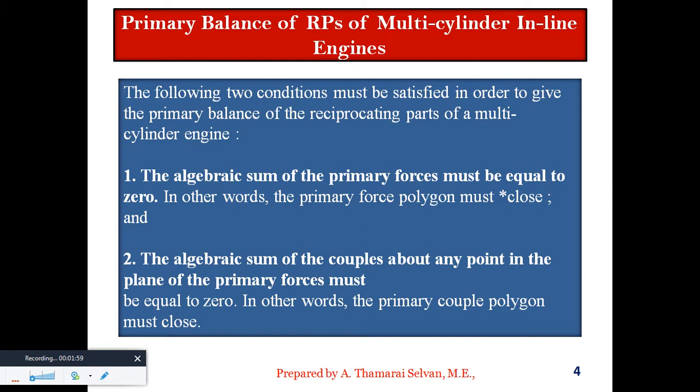So for the primary balance of the reciprocating parts of multi-cylinder inline engines, we have two conditions to be satisfied. The first one is the algebraic sum of primary forces must be equal to 0, or if you use a graphical method, the primary force polygon must close. The second case is the algebraic sum of the couples about any point in the plane of the primary force must be equal to 0. If you solve by analytical method, the primary couple polygon must close.